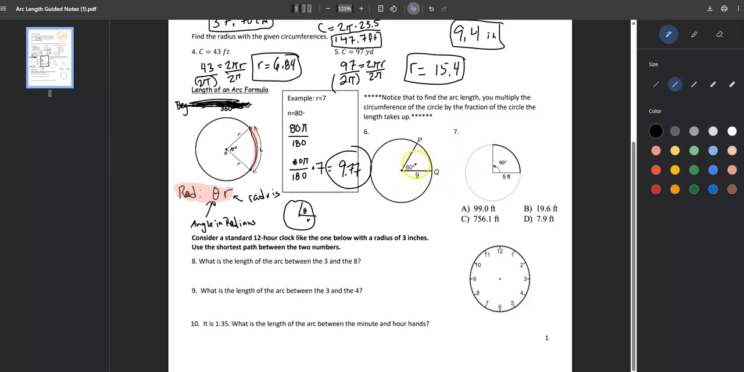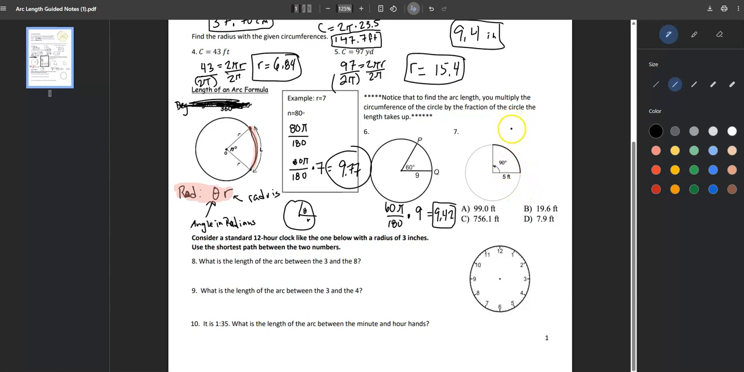If I look at number 6 here, I'm going to take 60 and multiply it by pi over 180 to convert that to radians, and then I'm going to multiply this by 9, and that'll be it for that. When I do that, I end up with 9.42. So that would be my answer for that one.